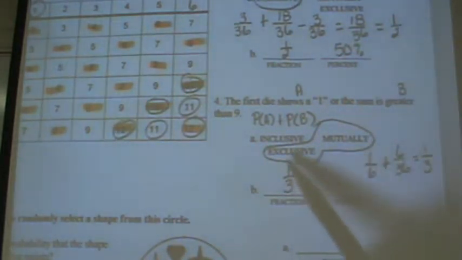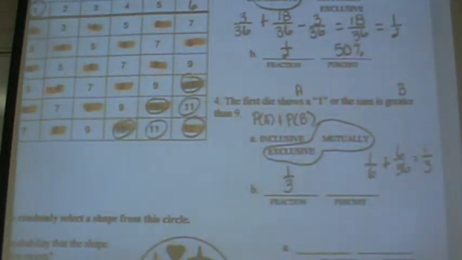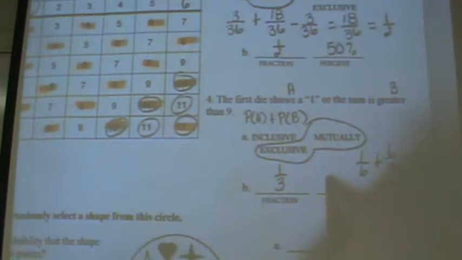And then we want to get that into a percentage again. So we'll switch it to a decimal and then multiply by 100. And we should get 33%.